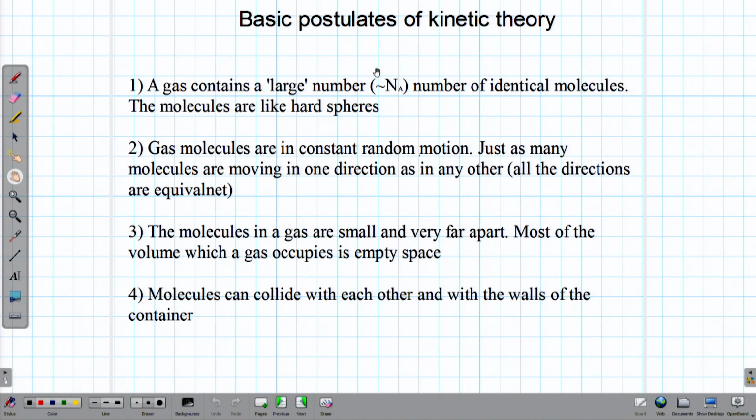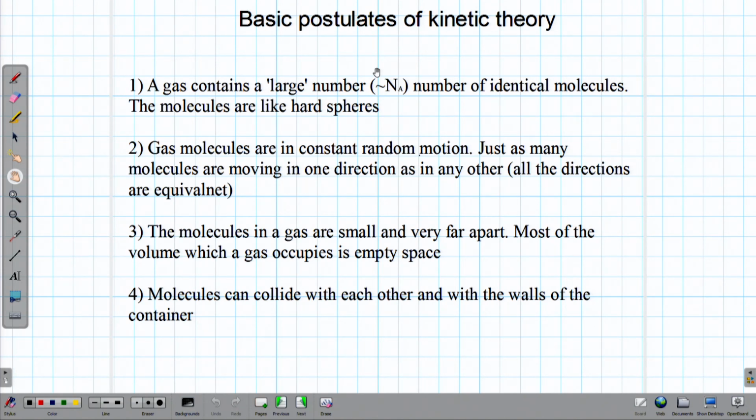First of all, the gas assembly should contain a large number of identical molecules. What do we mean by large? Large means the number should be of the order of N A, the Avogadro number, and the basic assumption is that these molecules are like hard spheres. So, we do not consider the shape of individual molecules, like a tetrahedron shape, a diatomic molecule, or a triatomic molecule. No, we just consider that these are hard spheres.